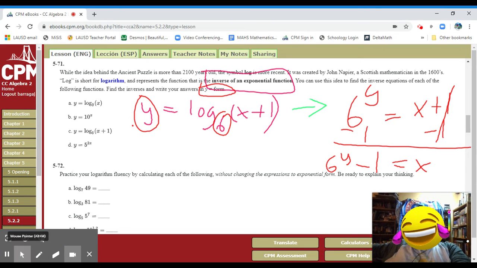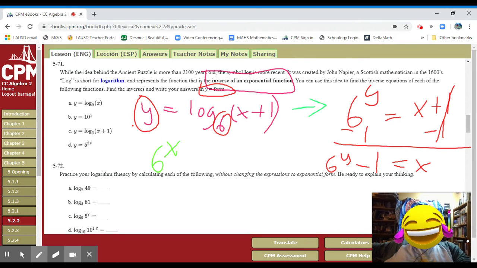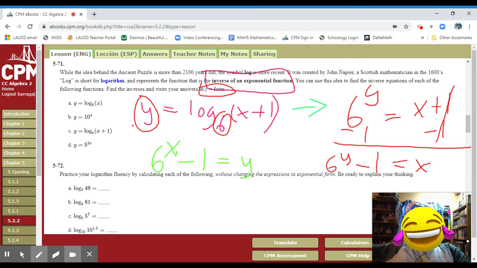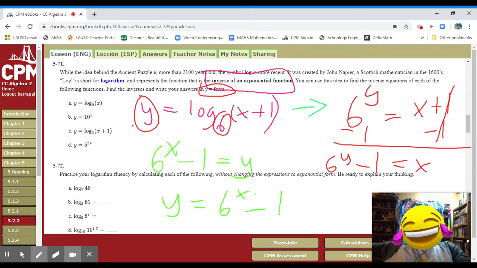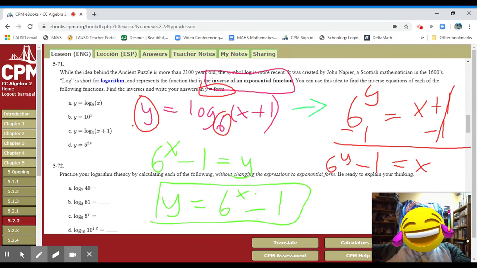But we want to write it as inverse. So that means we're going to actually switch this. So we're going to switch the variable. So instead of writing it as 6 to the y, it's going to become 6 to the x power minus 1 equals y. And then let's just rewrite the order. y equals 6 to the x minus 1. That is my inverse, okay?